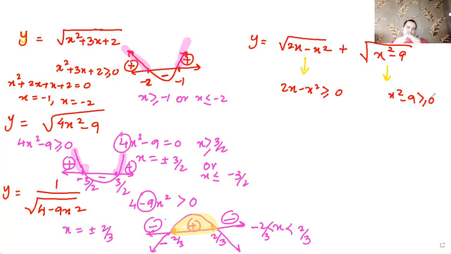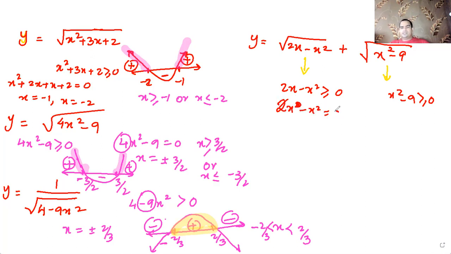It's like now solving the intersection of the inequalities. So first let's solve the individual ones, and then we're going to look at where both the inequalities are true. So now here what we do is, first we find out the factors of this.